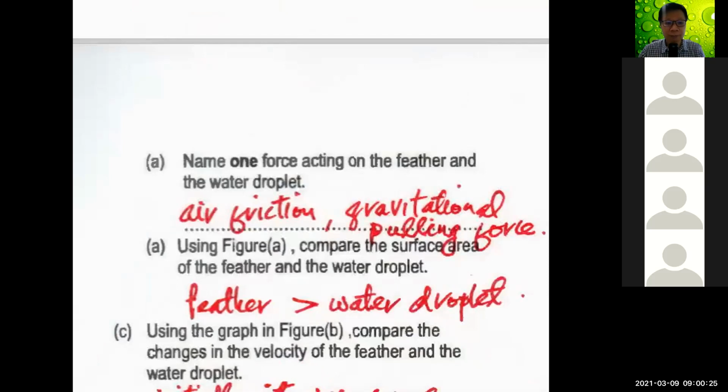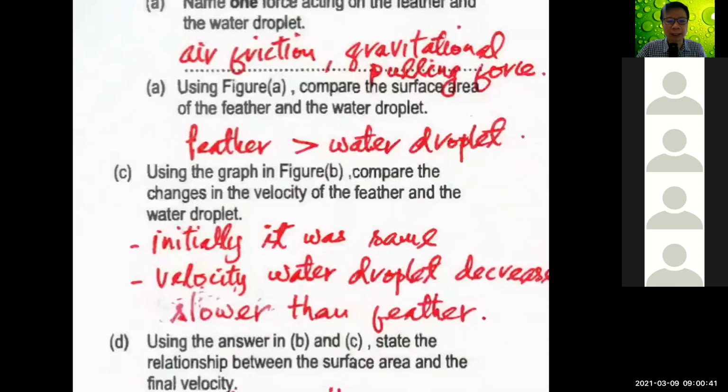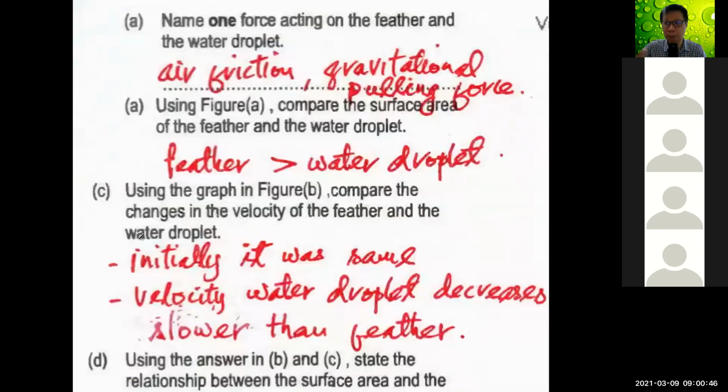The increment of velocity of the water droplet is more than the feather. Yes, correct. Very good. So you can see now, the velocity of the water is getting higher compared to the feather, right? So the answer will be something like this. Initially, it was the same. You see the graph, both of them initially have the same velocity. After that, the velocity of the water droplet is not decreased. So please cancel this one. This one is not correct. The velocity never decreases. Actually, velocity keeps increasing, the velocity of water droplets.